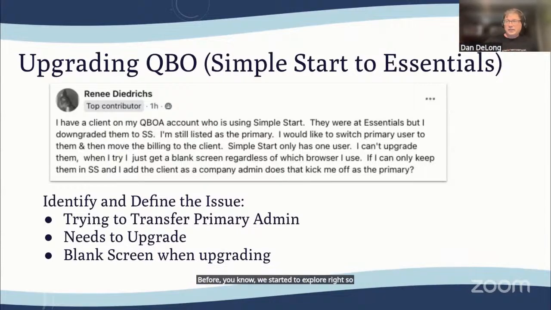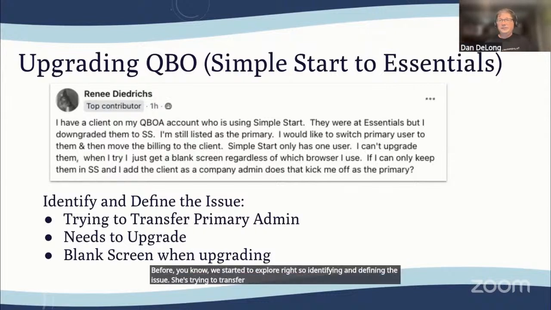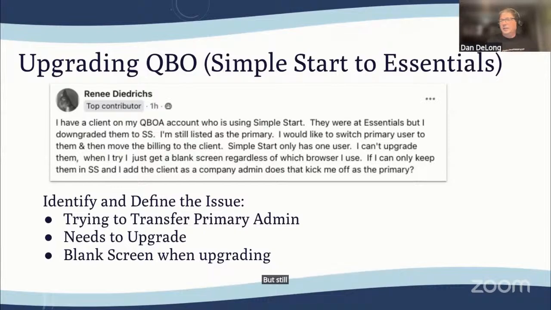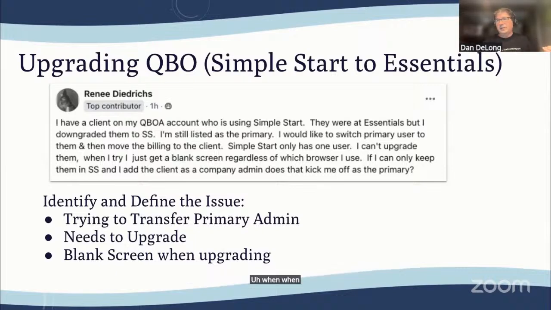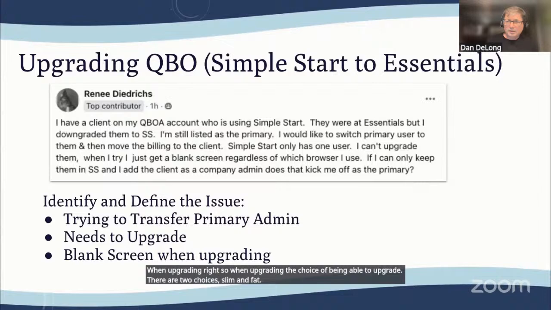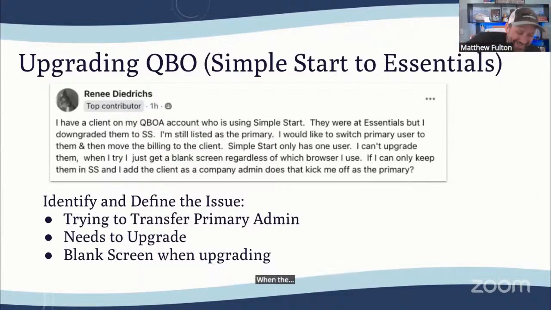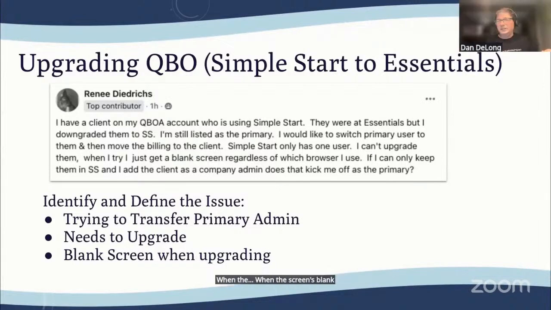So identifying and defining the issue, right? She's trying to transfer the primary admin. I mean, that's the ultimate goal here, but still stay in Simple Start. She needs to upgrade in order to do that, but the unexpected result here is the blank screen when upgrading, right? So the choice of being able to upgrade, there are two choices: slim and fat. When the screen's blank, you don't have that ability to even try to upgrade, right?